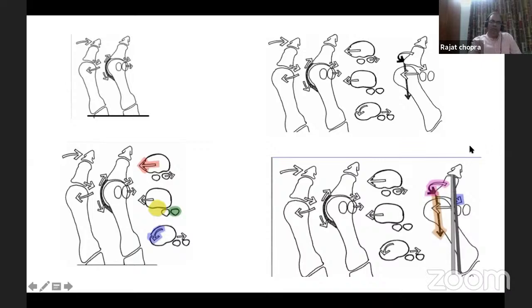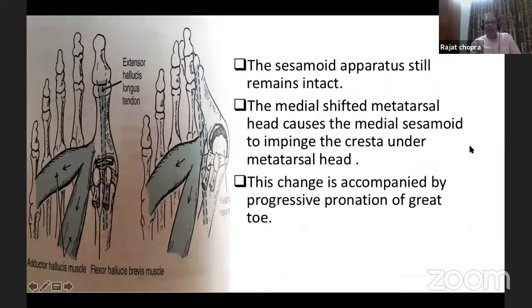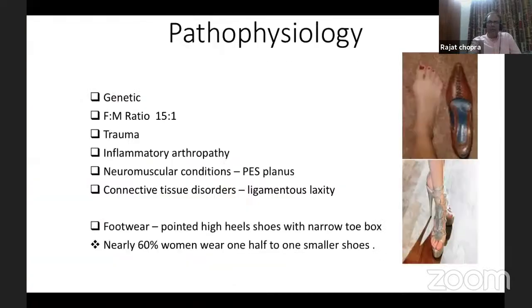So the pronation is also more or less a combined process. It's not that one thing leads to everything, but once the disease becomes progressive, the pronation will come. Now, why does this happen? We don't know. Many a time you will see that it is genetic. Females have a 15:1 ratio. You can get it because of trauma also. But other conditions that can lead to hallux valgus are inflammatory, neuromuscular, and connective tissue disorders. So you have to look into that also.